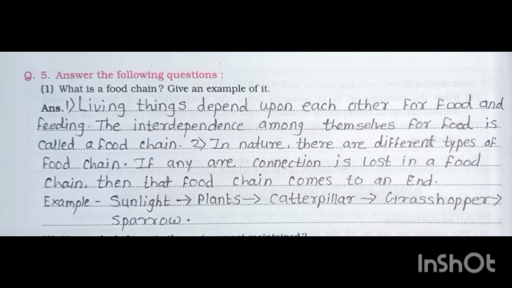Question number 5. Answer the following questions. First question is, what is the food chain? Give an example of it. The answer is, living things depend upon each other for food and feeding. The interdependence among themselves for food is called a food chain. Second, in nature there are different types of food chain. If any link is lost in a food chain, then the food chain comes to an end. Example, sunlight, plants, caterpillar, grasshopper and sparrow.